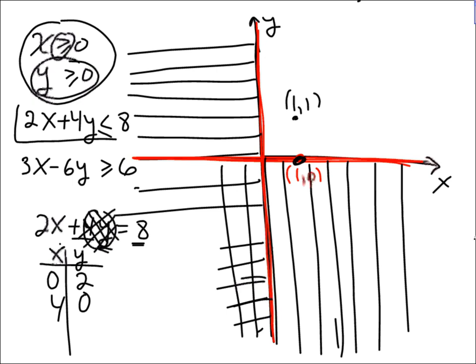Two points determine a line. It crosses the y-axis at 2, and it crosses the x-axis at 4. And it does say equal, so I am going to draw a solid line. Here it is. Here is my line.